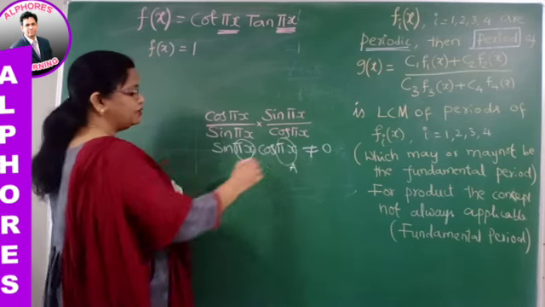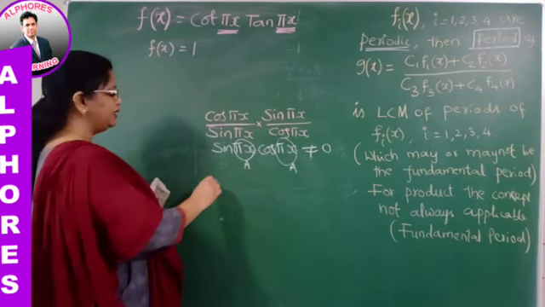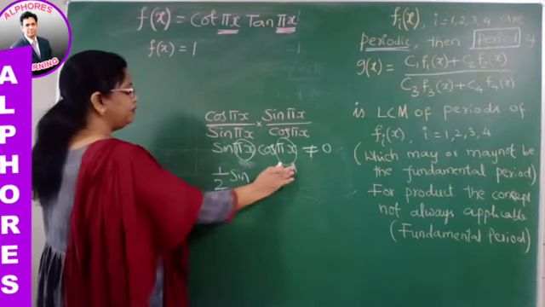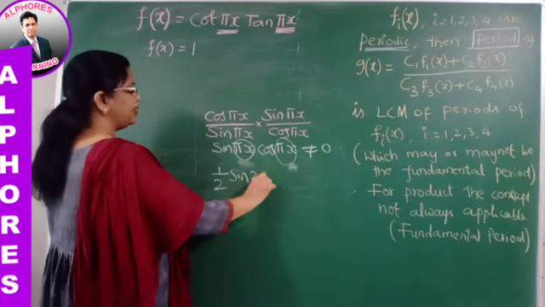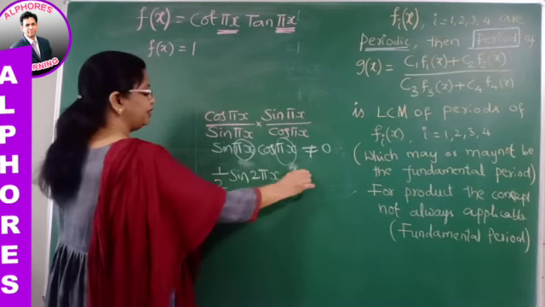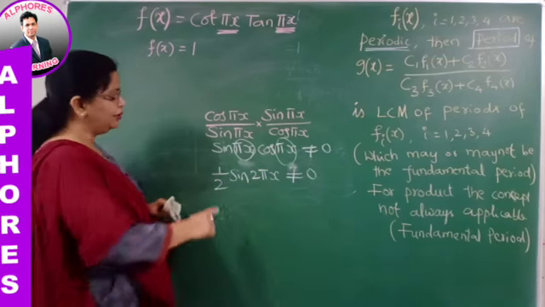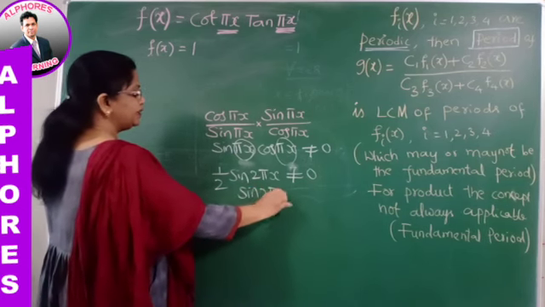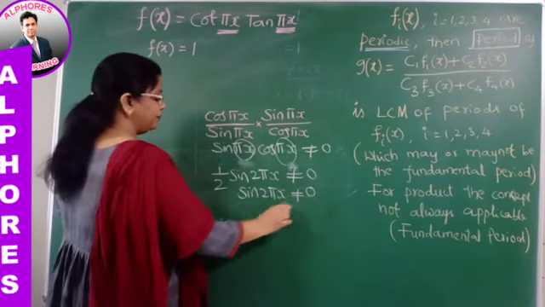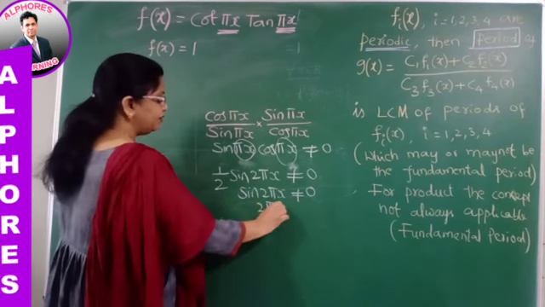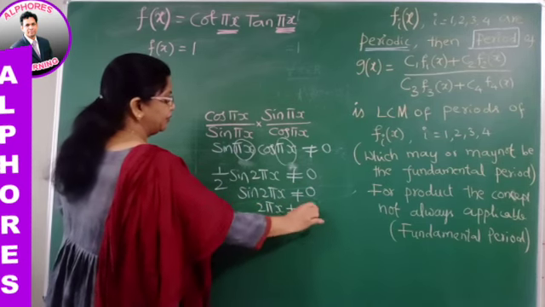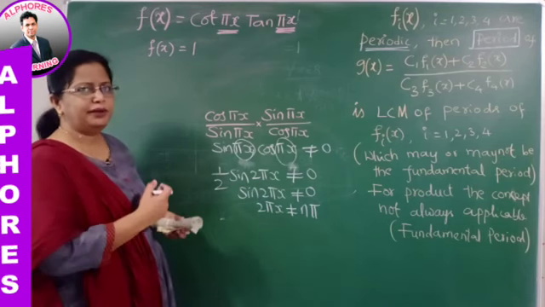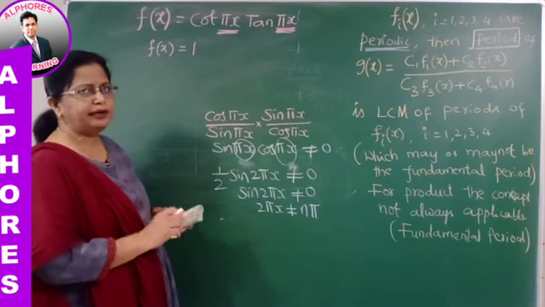From the concept of multiple and submultiple angles, this is half sin 2a. So here 2a means 2 pi x. This value is not equal to 0. Anyhow, half is not equal to 0, therefore sin 2 pi x is not equal to 0. This implies 2 pi x is not equal to what here? n pi. Because earlier we have observed sin theta equal to 0 implies theta equal to n pi.